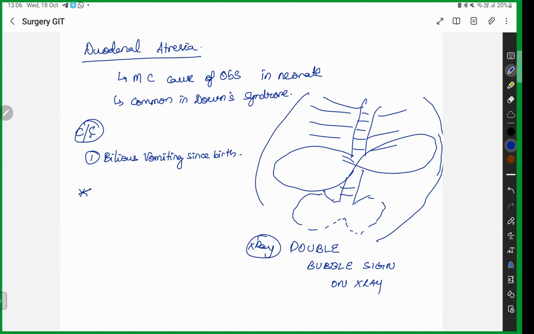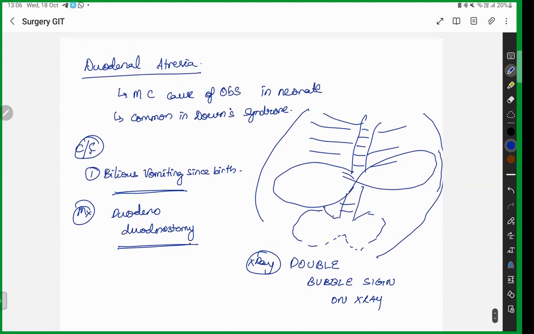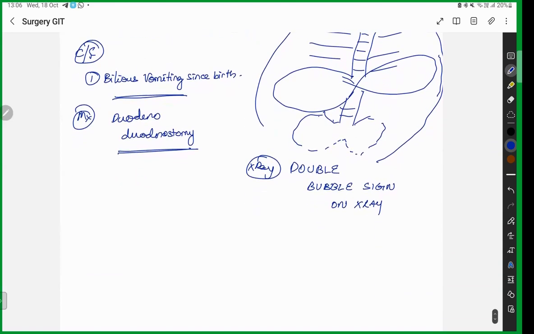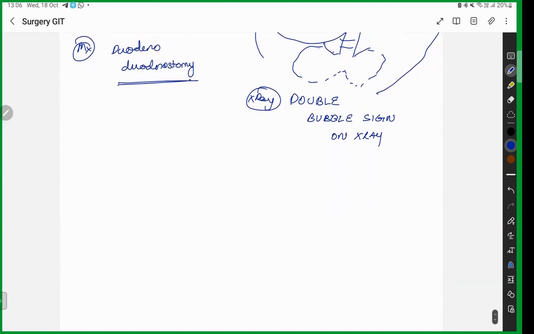So management in this case is going to be duodenostomy. So this is going to be your duodenal atresia, the thing what you're going to do in duodenal atresia. Okay, next what are we going to discuss? We are going to discuss the jejunal atresia. So what happens?